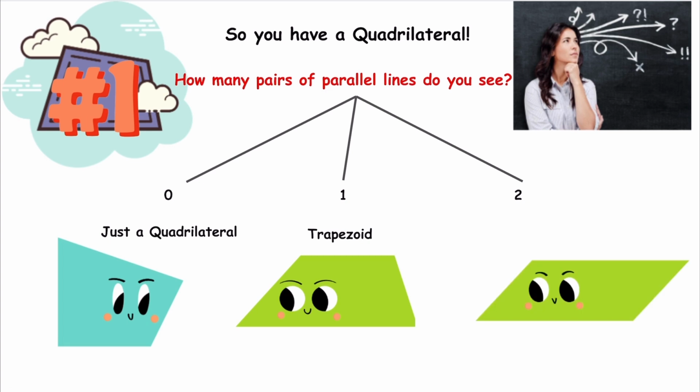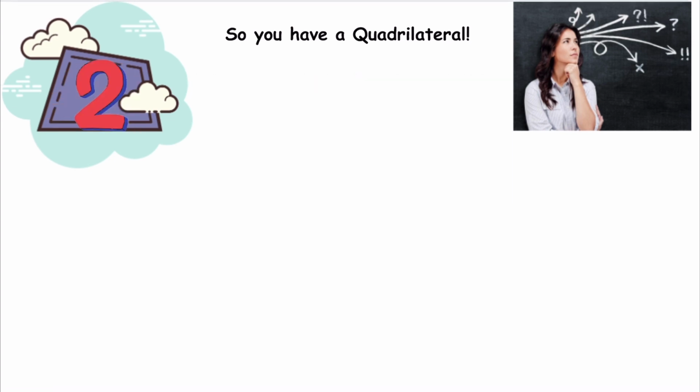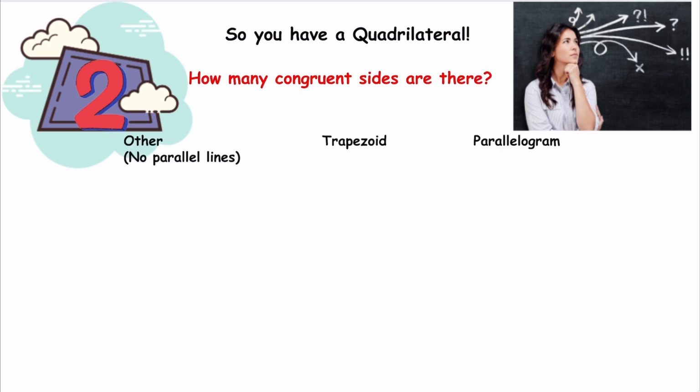Now, if you have 2 sets of parallel lines like this little guy, then you have a parallelogram. That's where it gets its name. Let's look at our second question. How many congruent sides do you see? How many equal sides? So again, we have our 3 different sets of families.